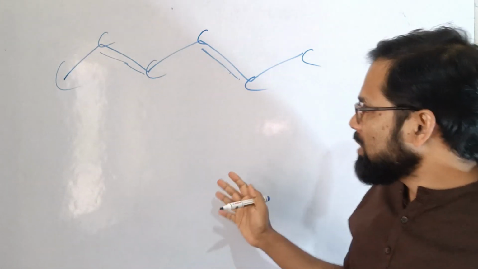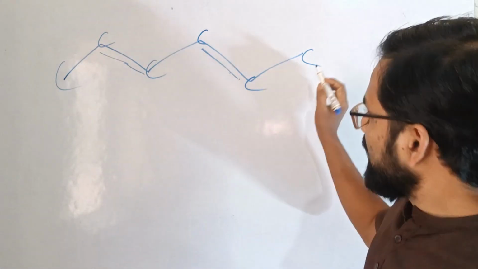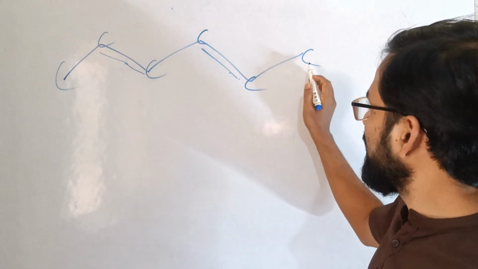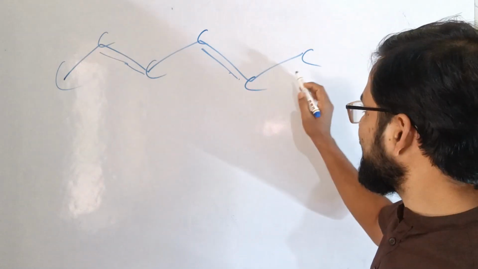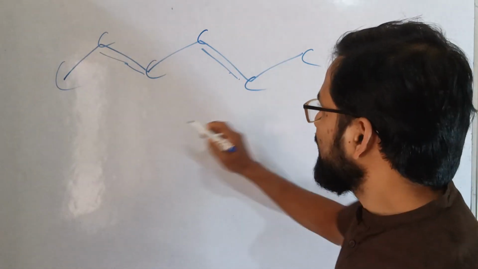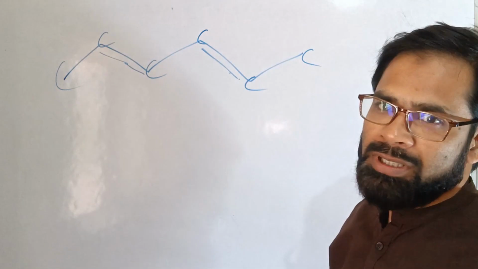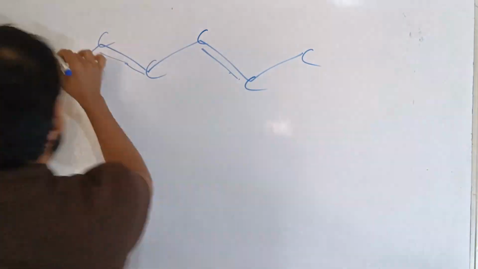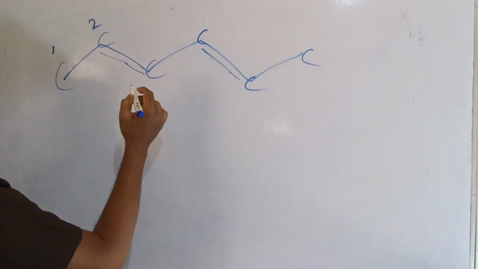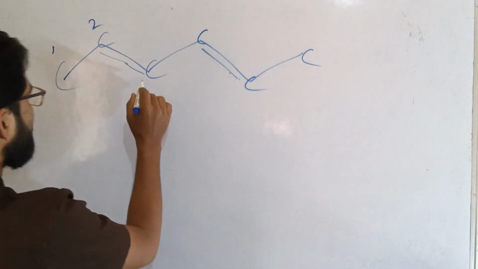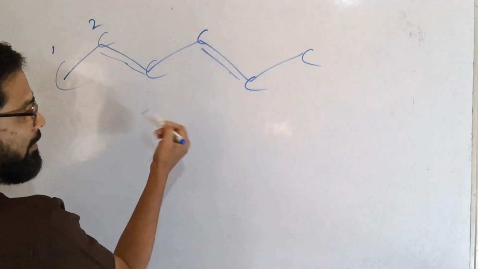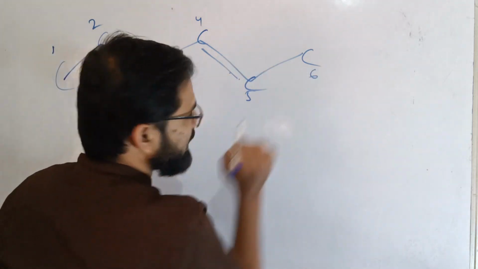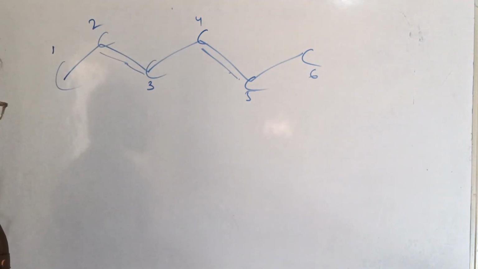The process is similar here also. So first 1, 2, the second carbon. If you start from the right side, that's the second carbon. Here also the second carbon. If you go either left or right, both are the same. So you can choose any one, either left or right. You will get the same numbering and the same name also. 3, 4, 5, 6. Clear?